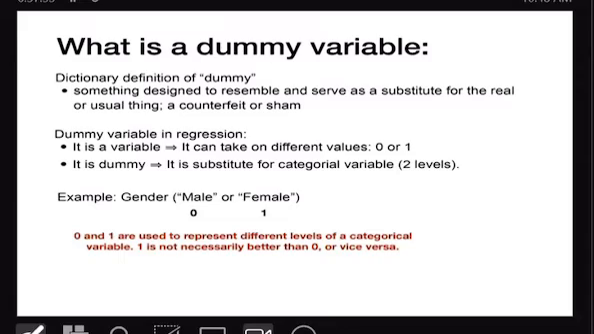Does that make sense? Okay, and it doesn't matter whether I put 0 here or 1, it could be 1 or 0. That's no problem. Does that make sense? So 0 and 1 are used to represent different levels of a categorical variable, and 1 is not necessarily better than 0 or vice versa. It's just nomenclature for labeling. Does that make sense? Okay. Now, this is a situation where we have 2 categories. We could have more than 2, but I want to focus on this.